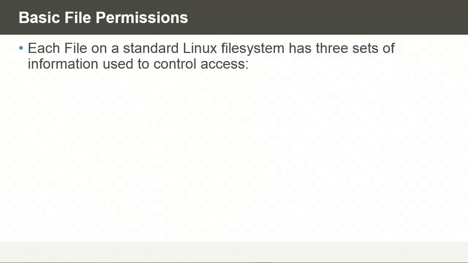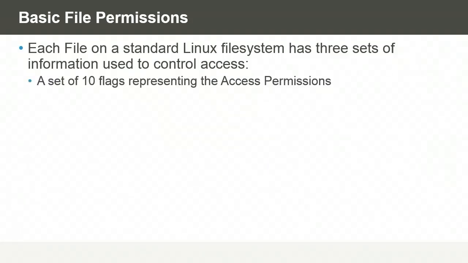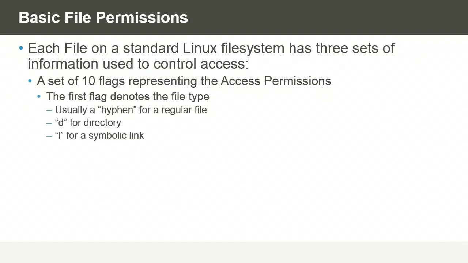In this video, I'll discuss file ownership and file permissions. Each file and directory on a standard Linux file system has three sets of information that are used to control access. The first is a set of 10 flags that represent the access permissions to that file or directory. The first of those 10 flags, starting from the left, denotes the file type.